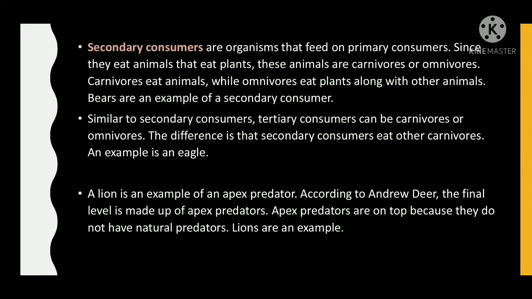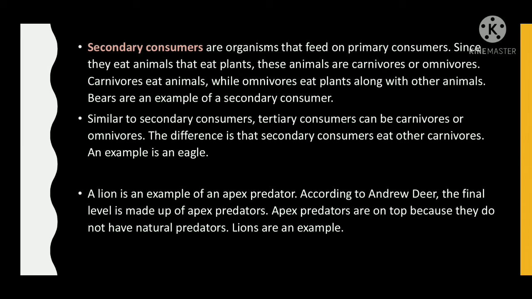Similar to secondary consumers, tertiary consumers can be carnivores or omnivores. The difference is that tertiary consumers eat other carnivores. An example is the eagle. A lion is an example of an apex predator.